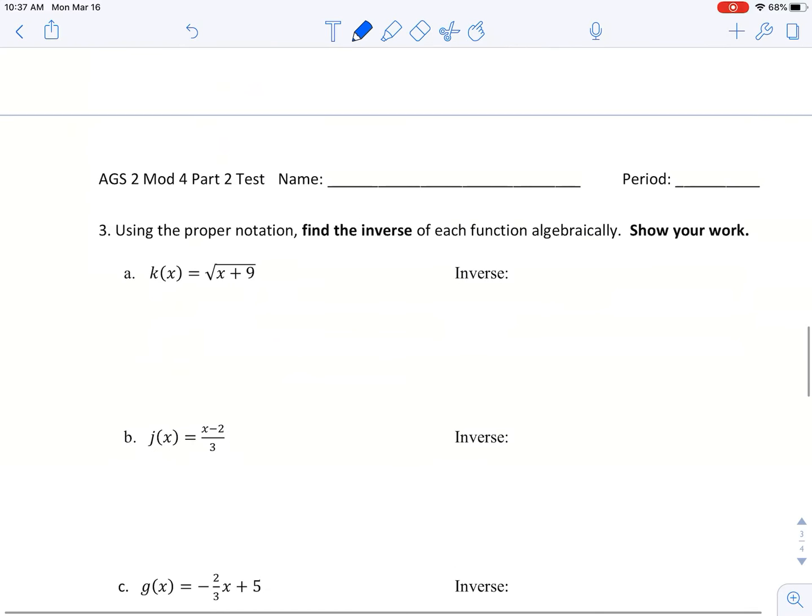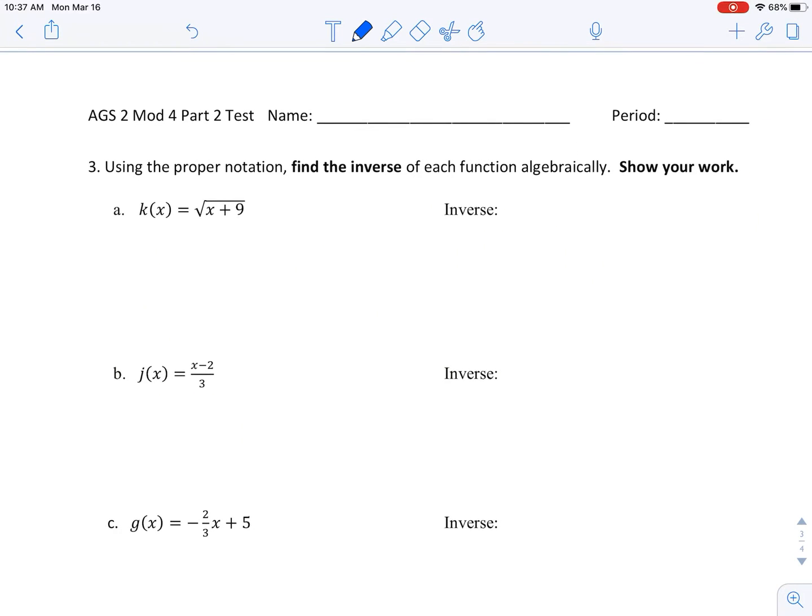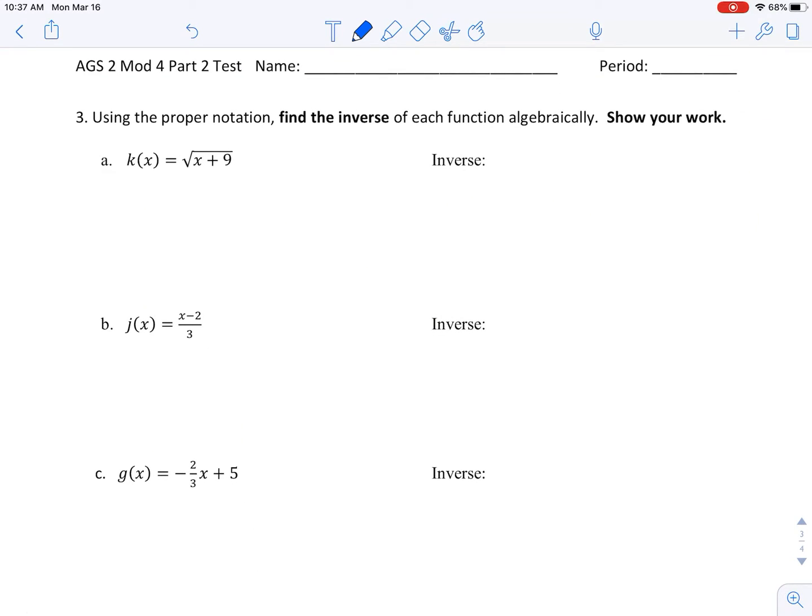Okay, moving on. Use proper notation and find the inverse of the function algebraically. Okay, this is really the heart of the unit. So we learned 3 things to do this. We make your function notation y, and then we switch x and y, and then we solve for y. So we have to do inverse operations.